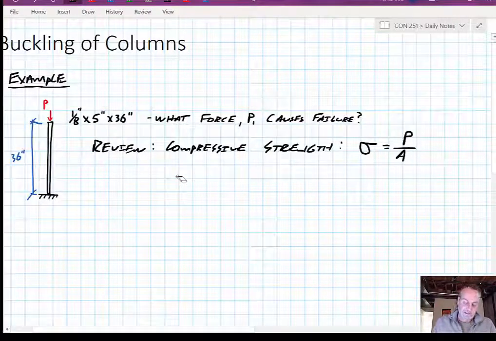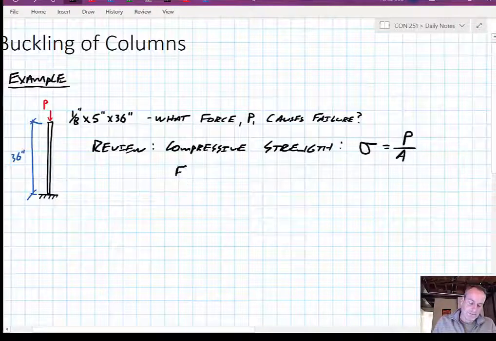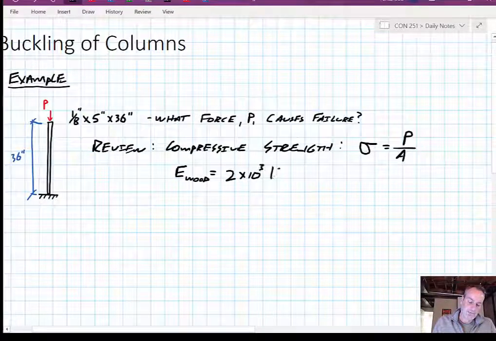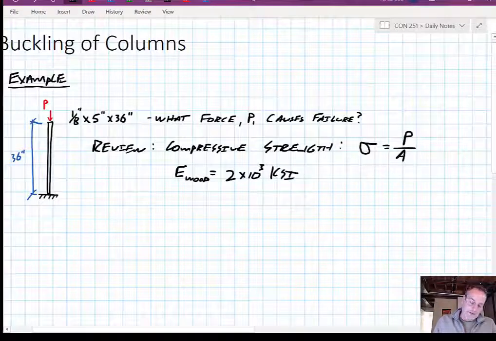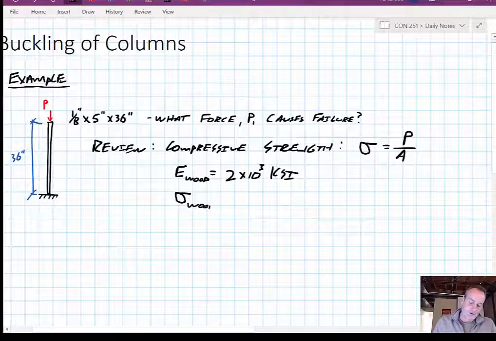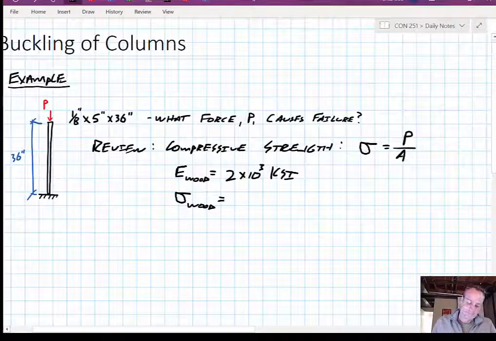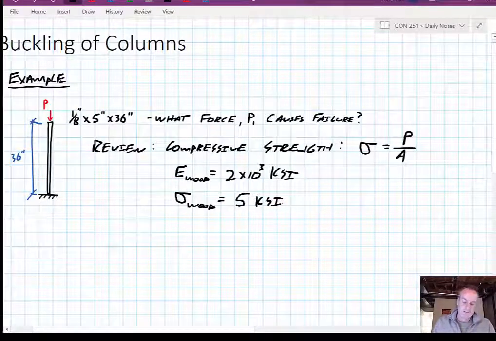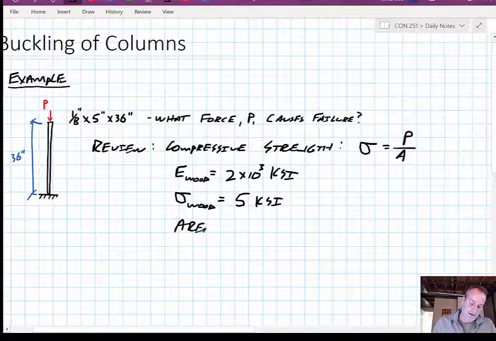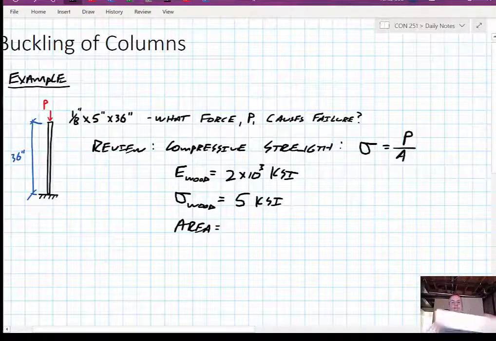When we look at wood in particular, we do know some mechanical properties of wood. We know the modulus of elasticity is 2 times 10 to the third KSI, kips per square inch. We know that the maximum tensile or compressive stress, sigma, is 5 KSI. And for this particular one, we know the cross-sectional area, because it's 36 inches long, but our cross-sectional area would be that 5 inches by an 1/8 inch.